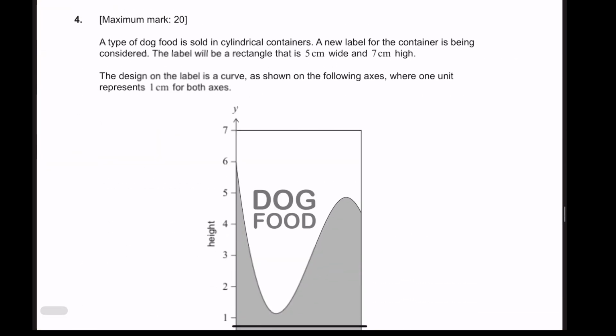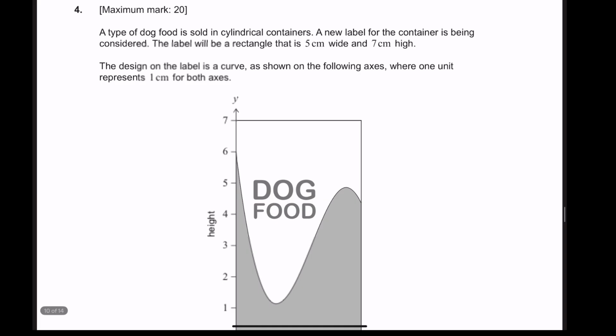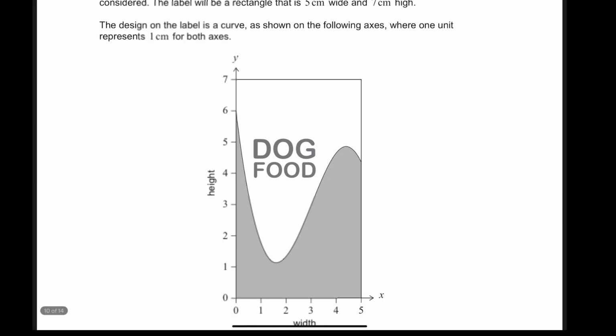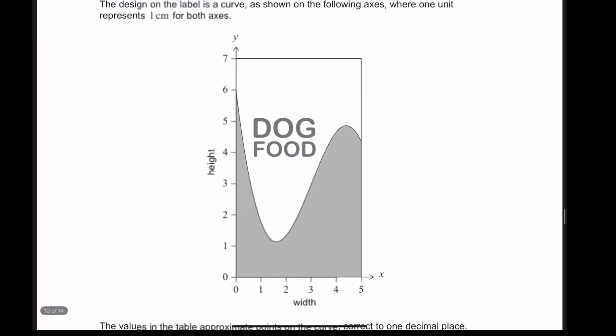Now let's move on to question 4. A type of dog food is sold in cylindrical containers. A new label of the container is being considered. The label will be a rectangle that is 5 cm wide and 7 cm height. The design on the label is shown on the following axis, where 1 unit represents 1 cm.